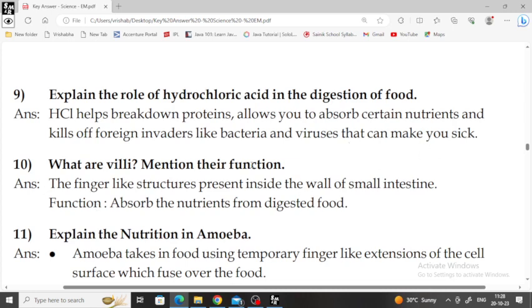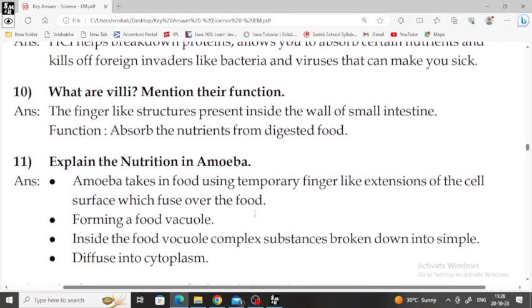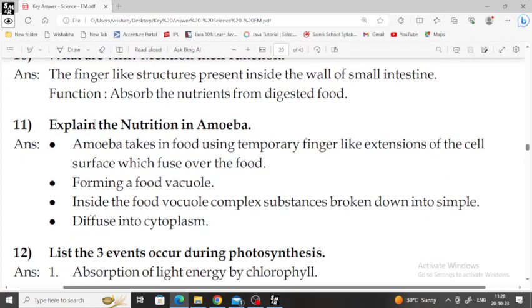What are villi? Mention their function. The finger-like projections present inside the wall of the small intestine are called villi. Function: absorb the nutrients from the digested food. Explain the nutrition in amoeba.